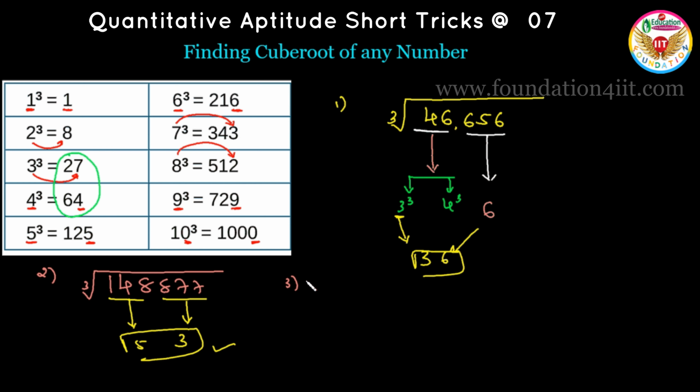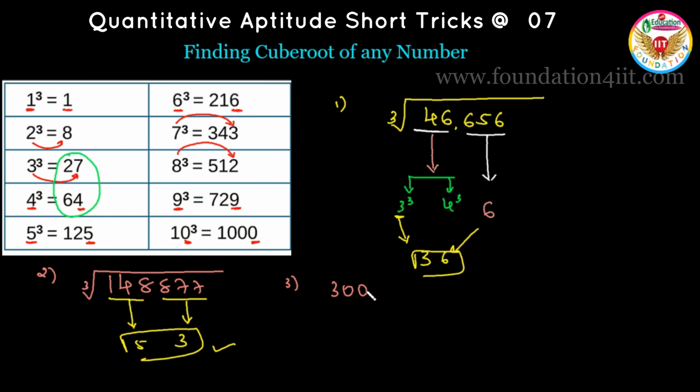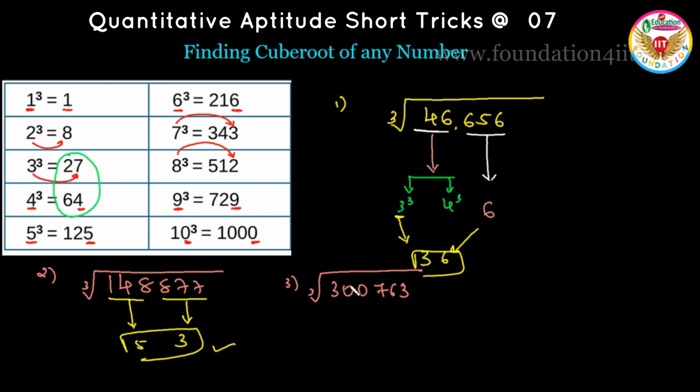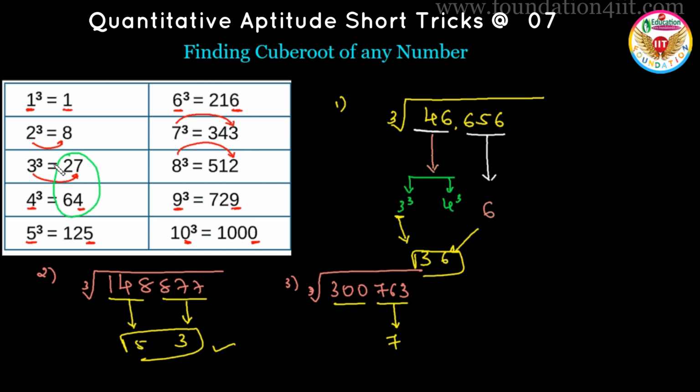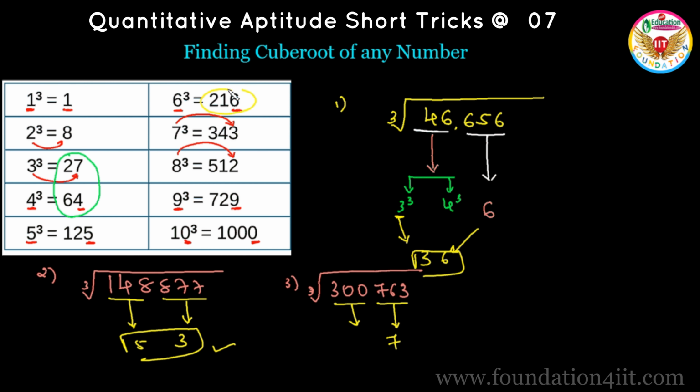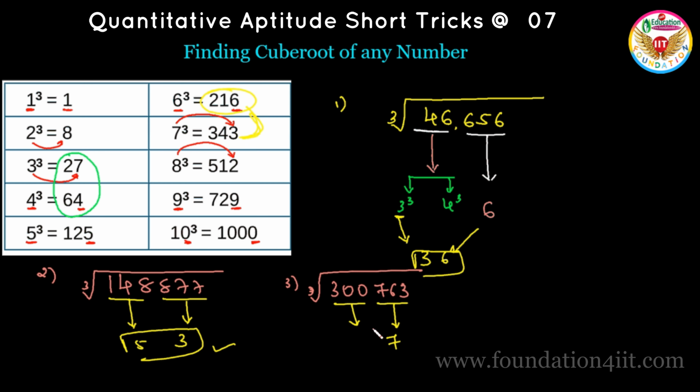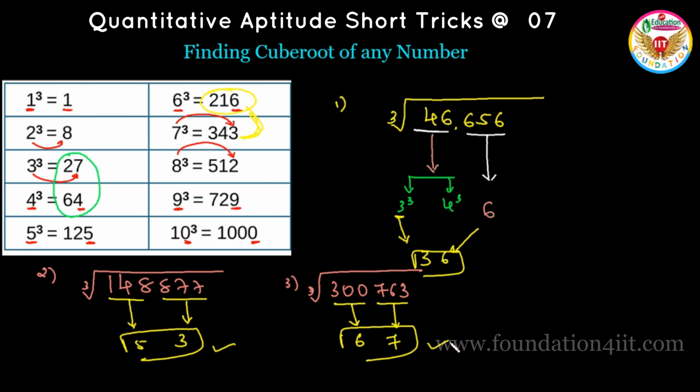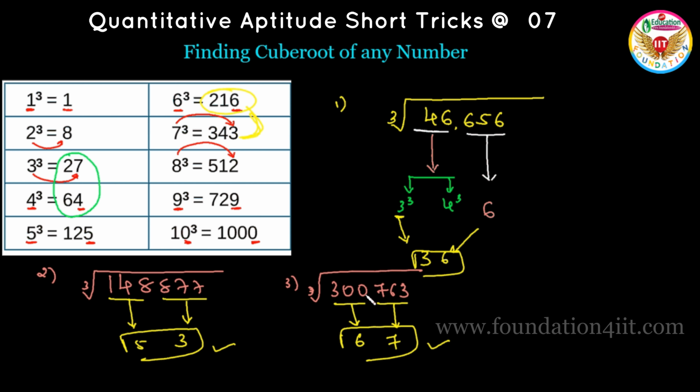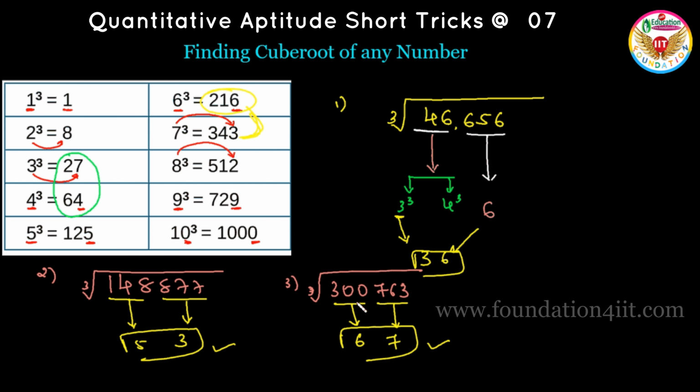Okay, even another example. 3,763,000. This is also a perfect cube. Only for perfect cubes, remember. Okay, last 3 and first 3. 3 is here, right? So for 3 we got 7 because 3 cube is 27. Next 300 will come after 216, between these 2 numbers. So 6. So the answer is 67. 67 cube is this number, or else the cube root of this is 67.